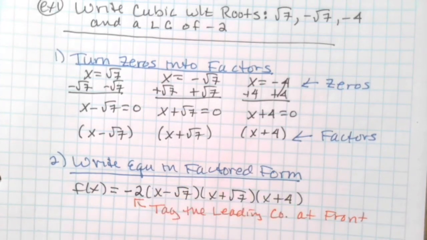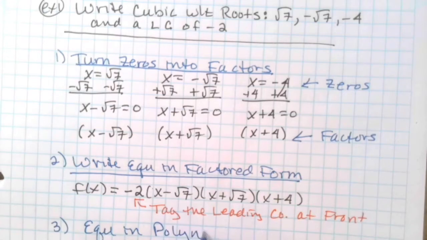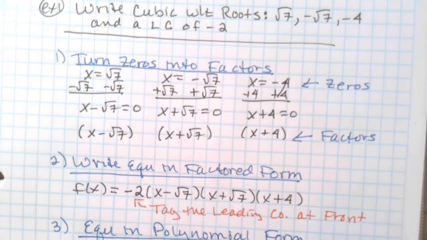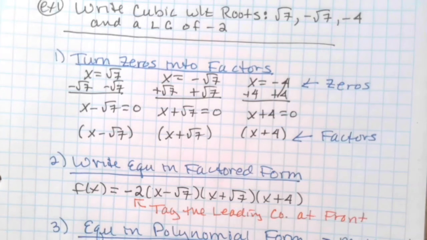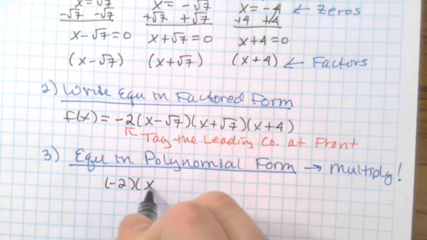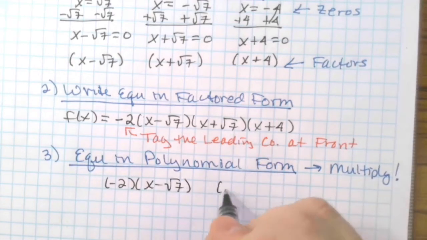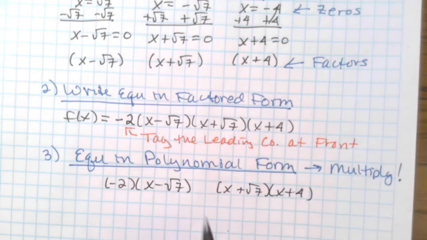Now, if they ask you for the equation in polynomial form, basically get ready to multiply. Most people, when they do this, and no, I'm not going to do this today, they multiply negative 2 times x minus radical 7, and then they multiply x plus radical 7 times x plus 4. And then whatever they get from those, they multiply together.